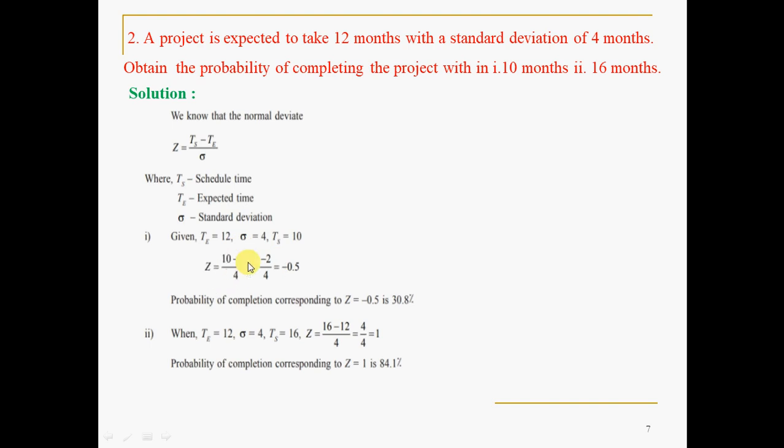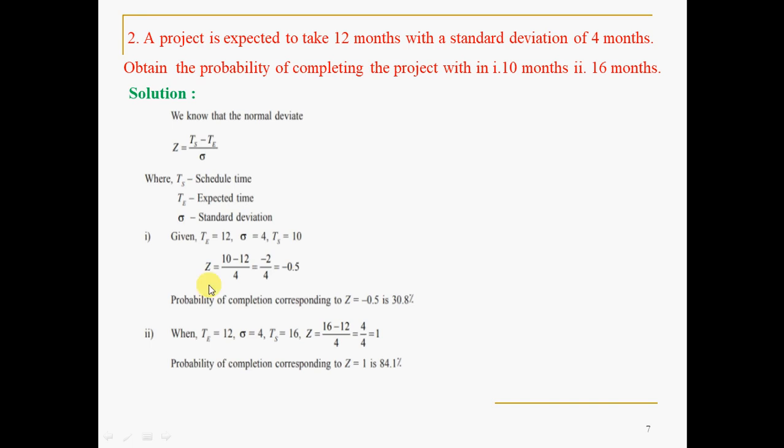Z is 10 minus 12. 10 minus 12 divided by 4, that is minus 2 divided by 4, equals minus 0.5. Okay, now I'll show the table, that is the normal deviation or normal distribution table. Probability of completion corresponding to Z equals minus 0.5.